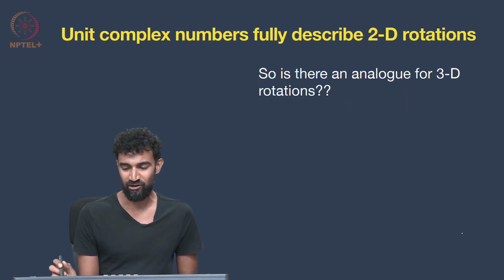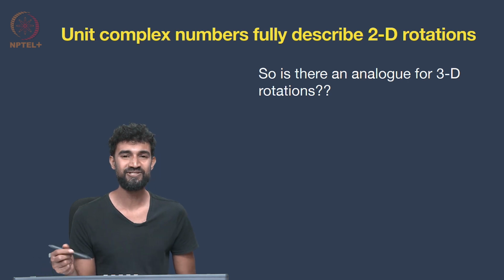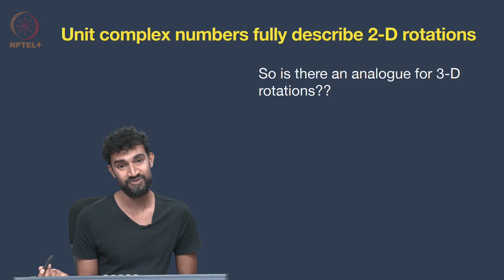So is there an analog for 3D rotations? We saw the problems with 3D rotation matrices. Is there some analog to complex numbers that we could use for 3D rotations?